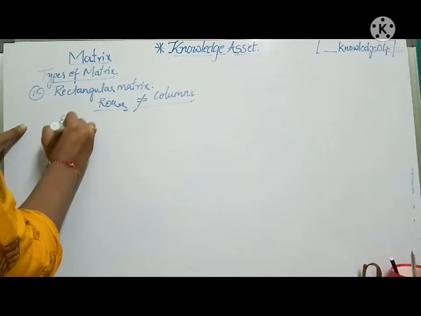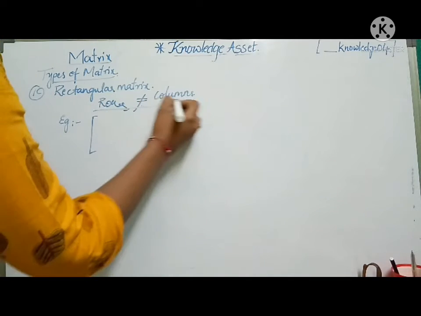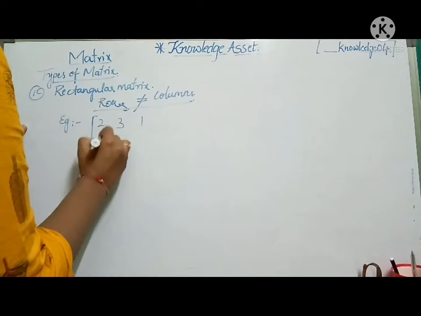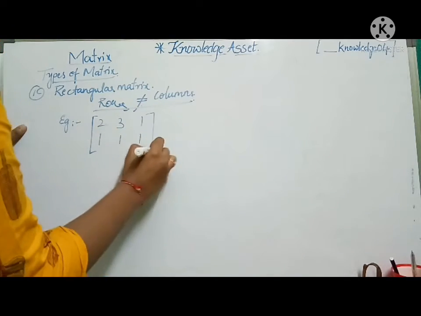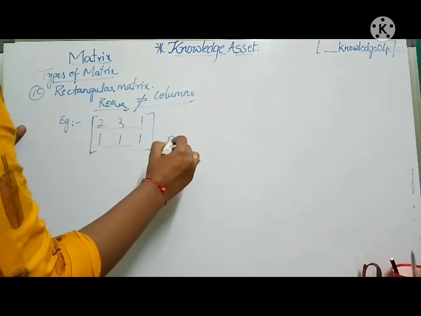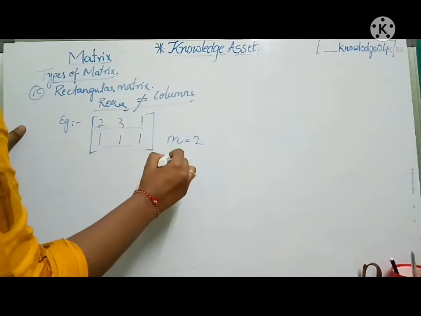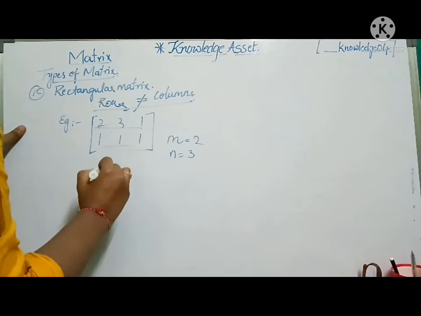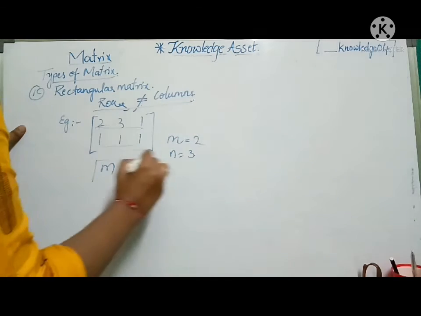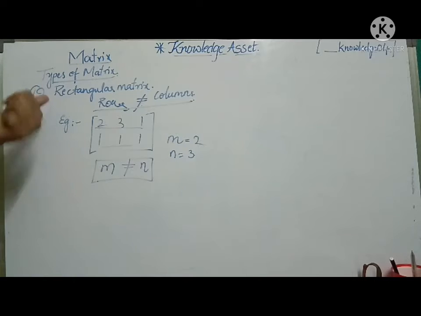Okay, for example, number of rows is not equal to number of columns. Now 2 3 1, 1 1 1. So here how many rows are there? 1 and 2, so m is equal to 2. Number of columns: 1, 2 and 3, so n is equal to 3. Therefore m is not equal to n. So this is known as a rectangular matrix.